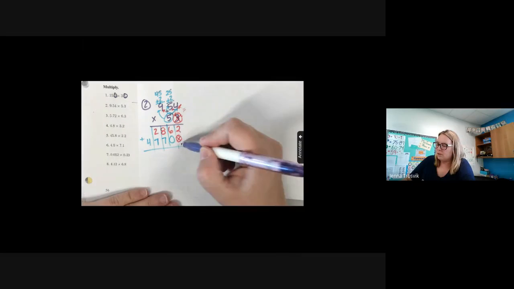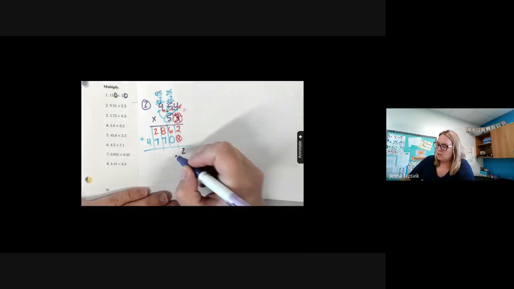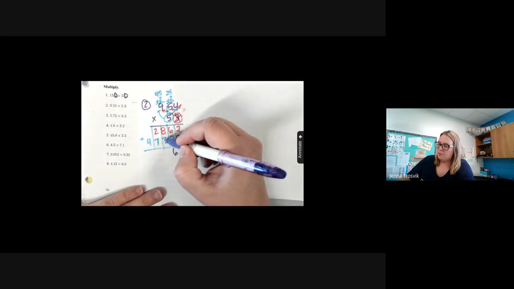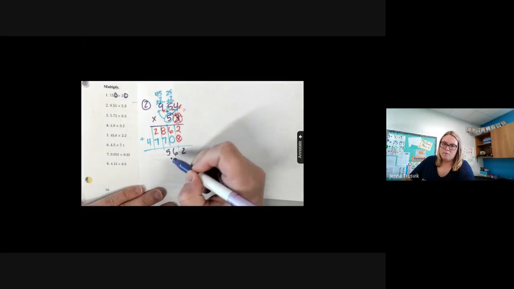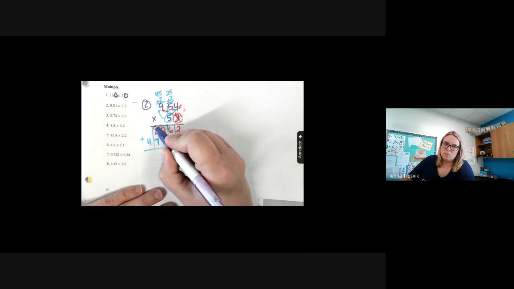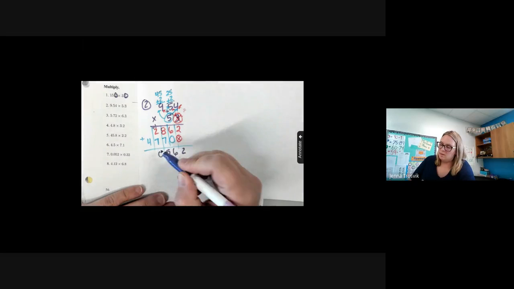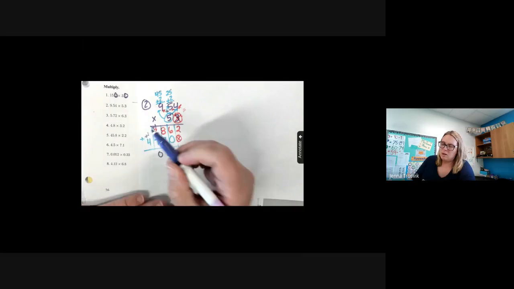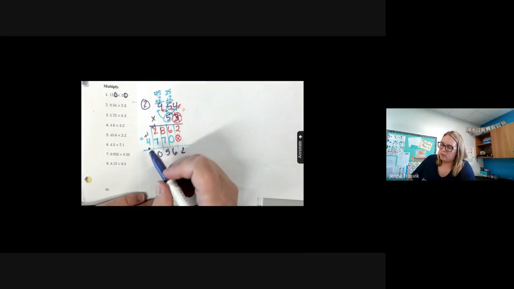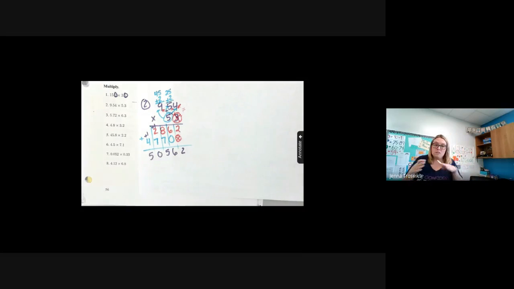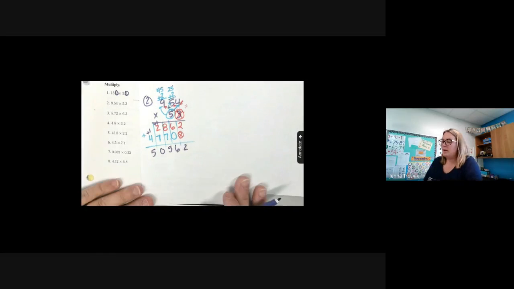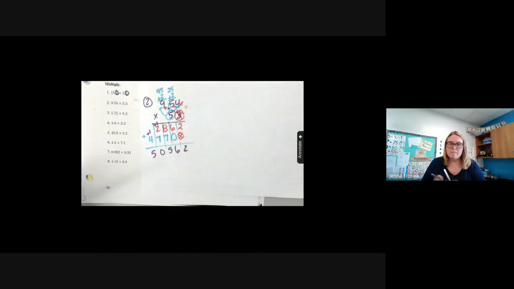Okay, so 2 plus 0, 2. 6 plus 0, 6. 8 plus 7, 15. 5 goes down below, a plus 1 in the next column. 1 plus 2 plus 7 is 10. 0 goes down below, plus 1 up above. 1 plus 4 is 5. Now, I have this very long number, 50562. Now I have to go back and figure out where in the world is my decimal going to go.